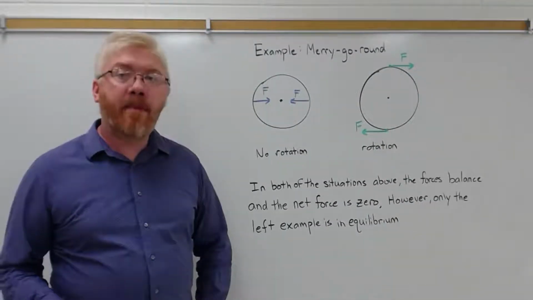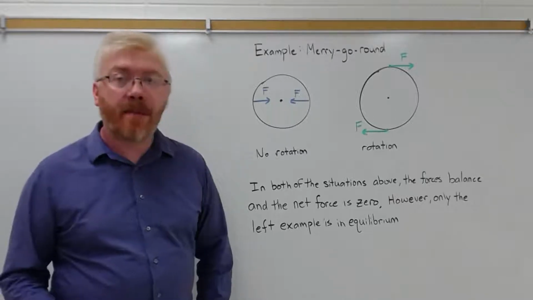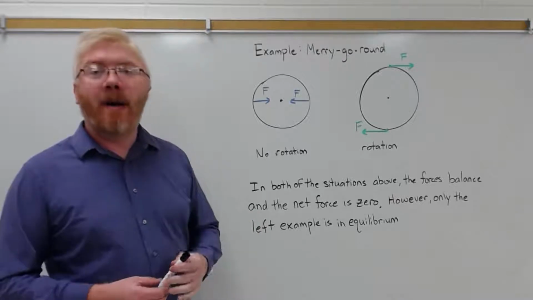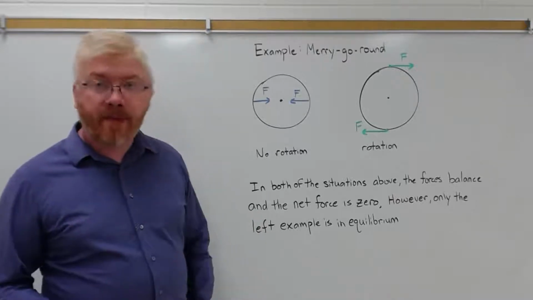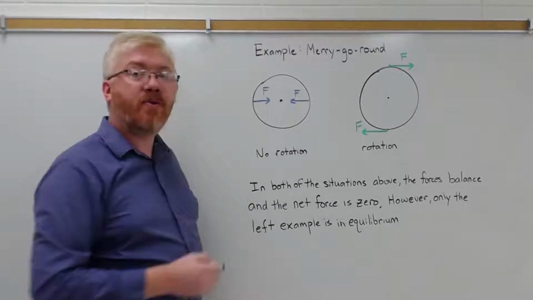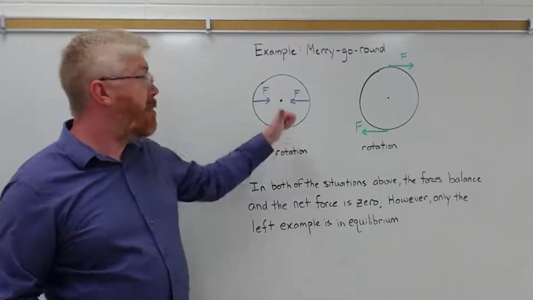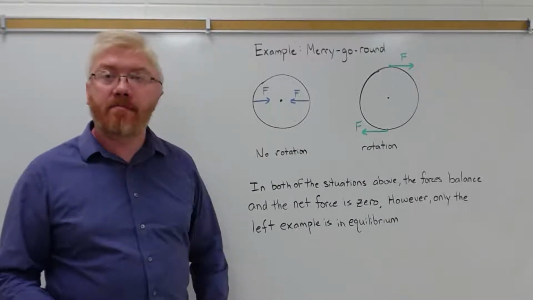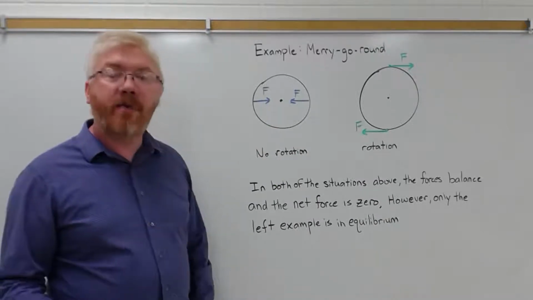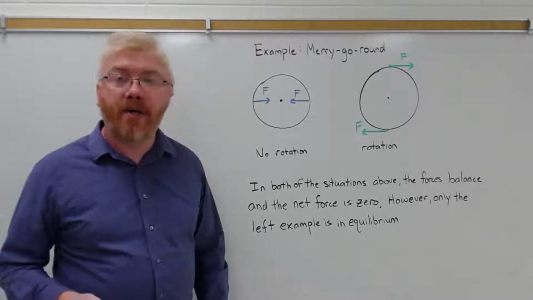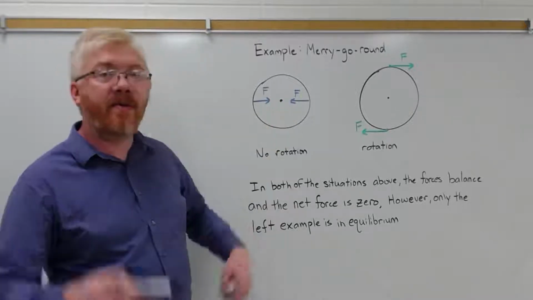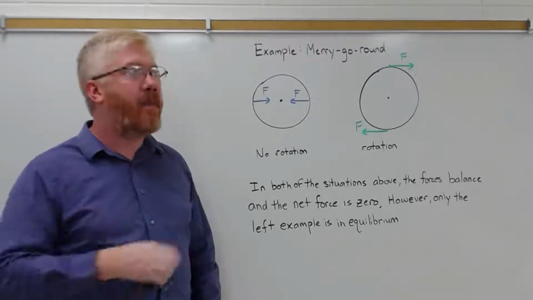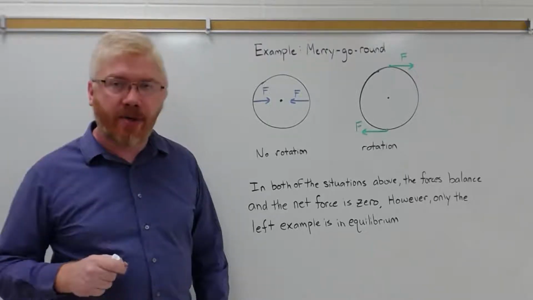Let's look at an example of an object that can rotate. For example, a merry-go-round. So we're going to look at a merry-go-round from above. Now, if we're looking at it from above, of course, the weight of the merry-go-round is going into the board, and then the normal force from the surface is coming out of the board. Those two forces balance. So the forces in what we would think of as the y direction, if we're looking at it from the side, the forces of the weight and the normal force balance, which means that the merry-go-round is in equilibrium in that dimension.